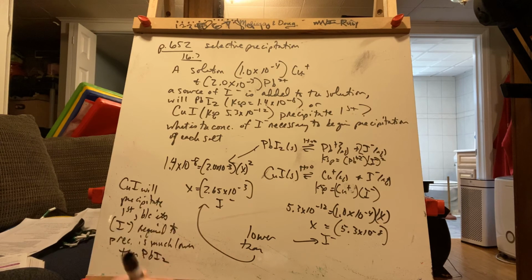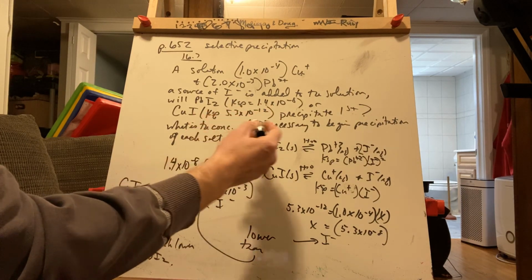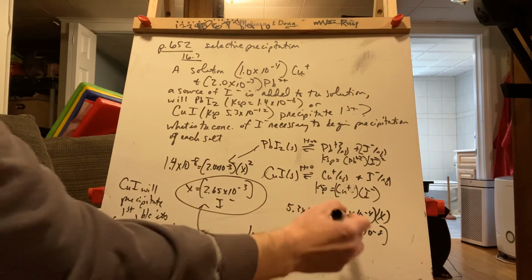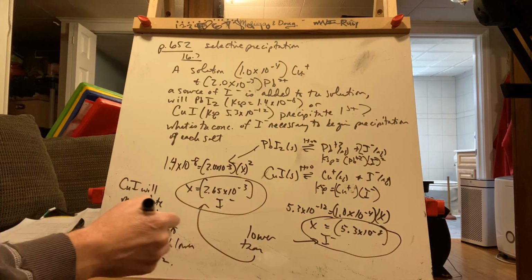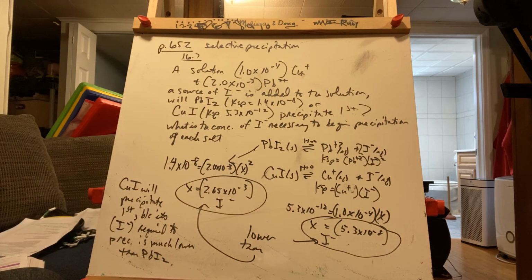Okay, and so you'll have a couple of questions based on this. This is really not so bad. And by the way, the question asks what is the concentration of I minus necessary to begin precipitation? Well, those are your two answers, so answer 1 and then answer 2. All right, good luck today.